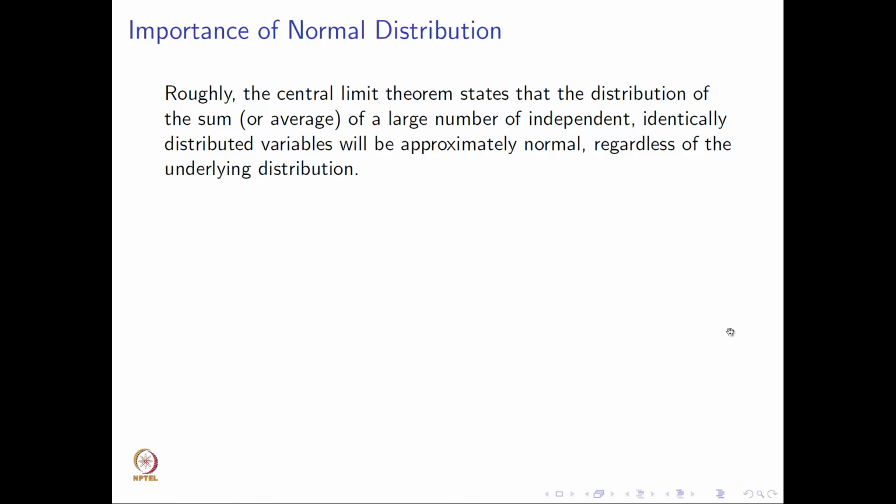The importance of the normal distribution is due to the central limit theorem. Without going into the details, the central limit theorem roughly states that the distribution of the sum of a large number of independent, identically distributed variables will be approximately normal, regardless of the underlying distribution. Due to this theorem, many physical quantities that are the sum of many independent processes often have distributions that can be modeled using the normal distribution.